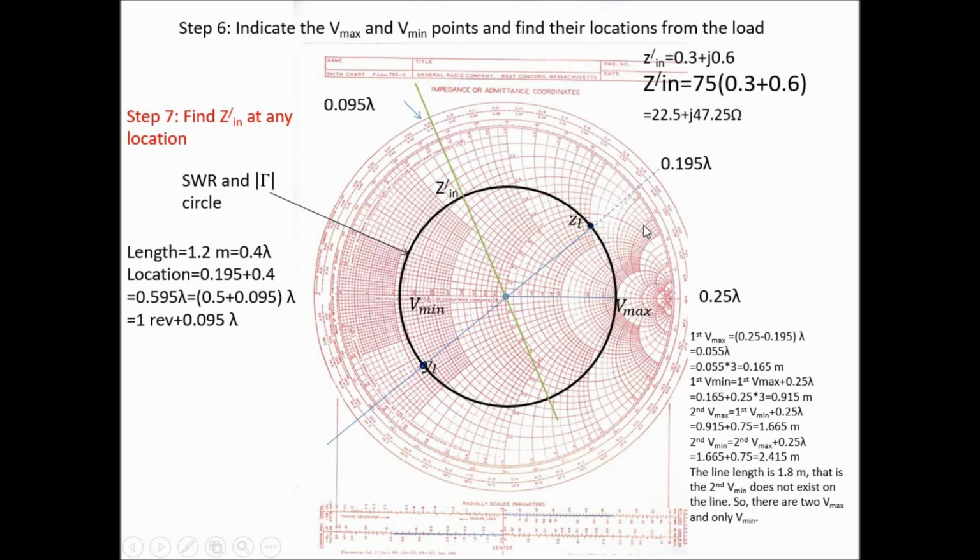You cannot measure distance in this way. You have to always move from the load toward the generator. You cannot move counterclockwise. You have to move clockwise always, because you are located at the load and you have to measure something from the load side to the source side. So to the source side, you always go clockwise. So you have to find the first minimum here.